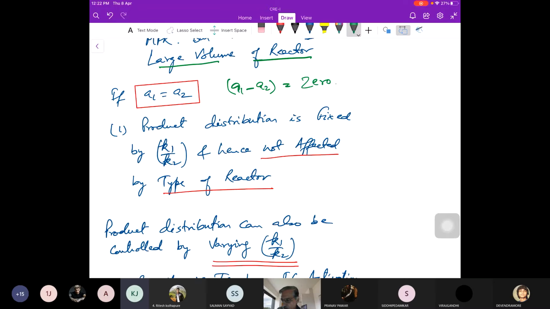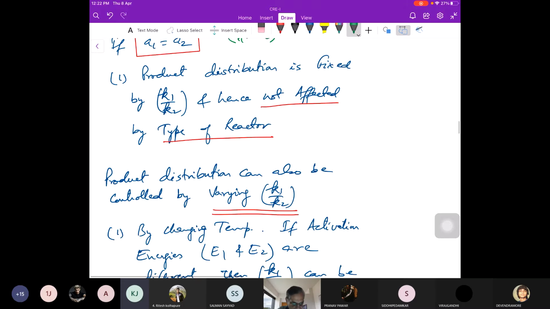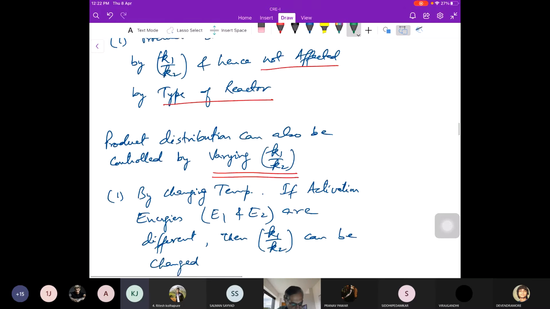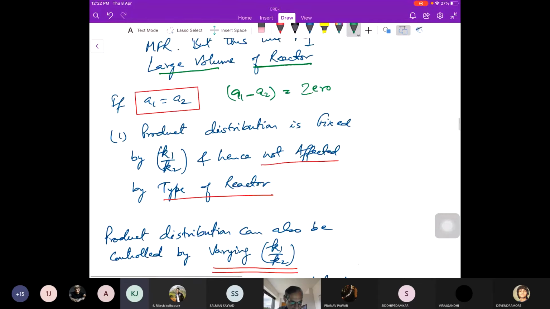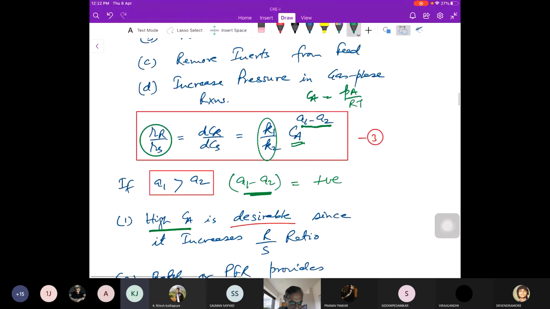Any questions on these scenarios? Okay, there are no questions. Second option is you can play with the temperature, right? Product distribution can also be controlled by varying K1 by K2. Right? यहाँ पर जो देखा था हमने, there are two ways of changing. One is K1 by K2, the temperature fixed.